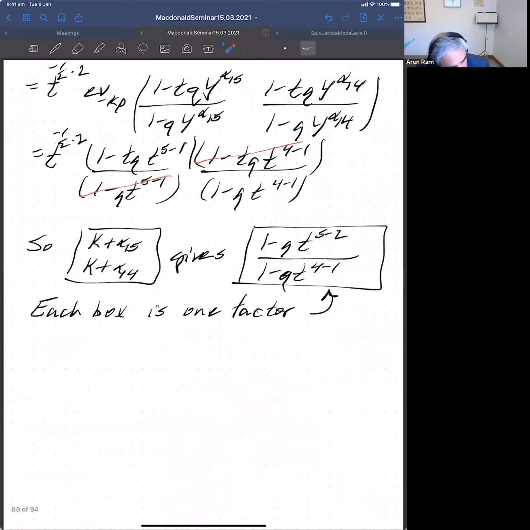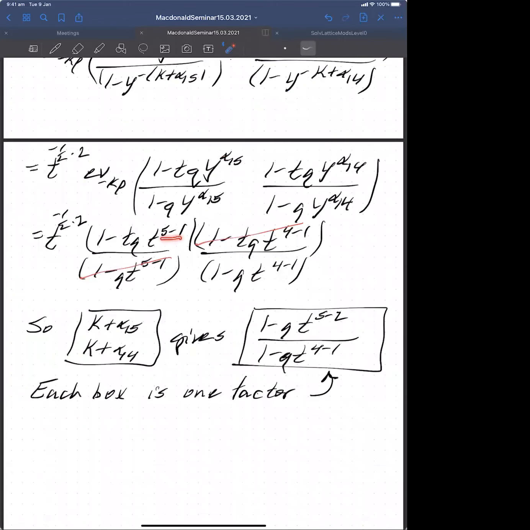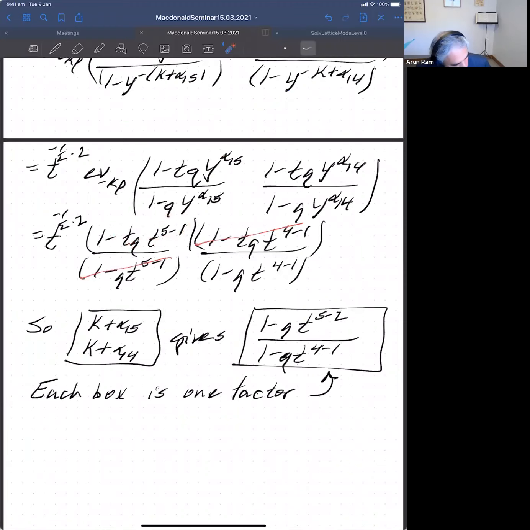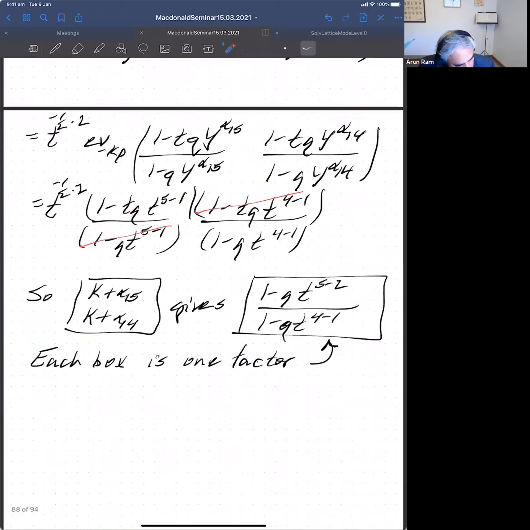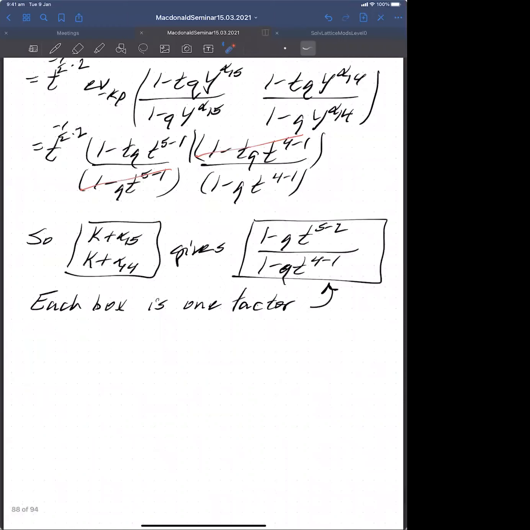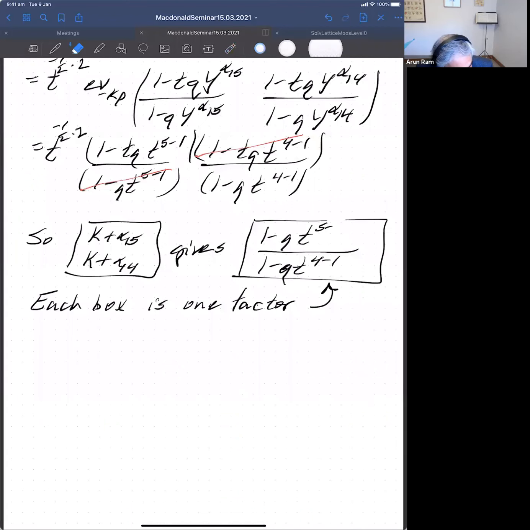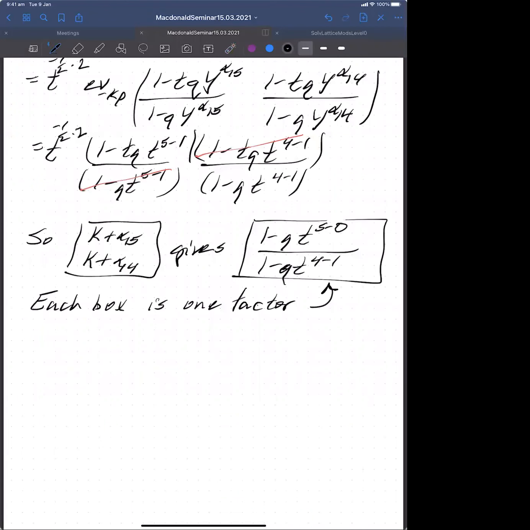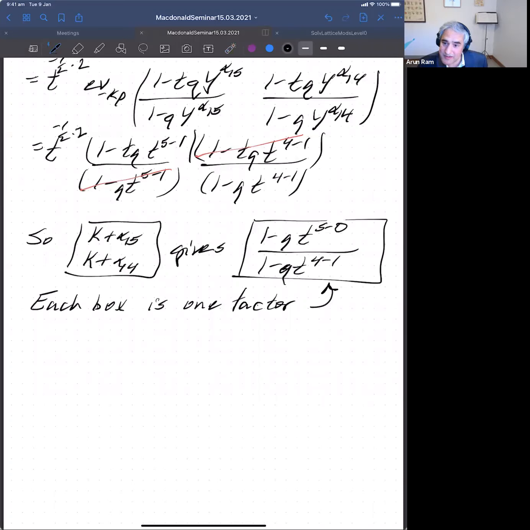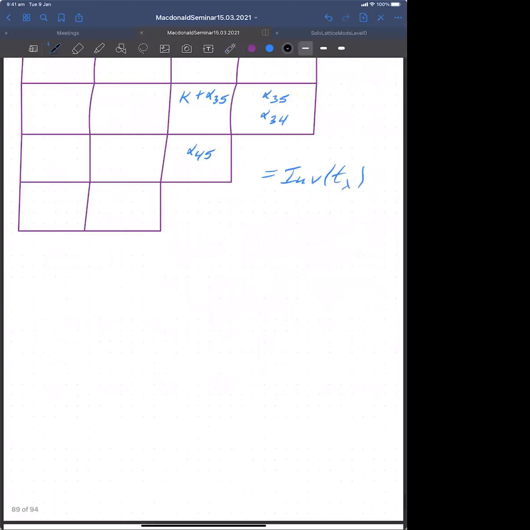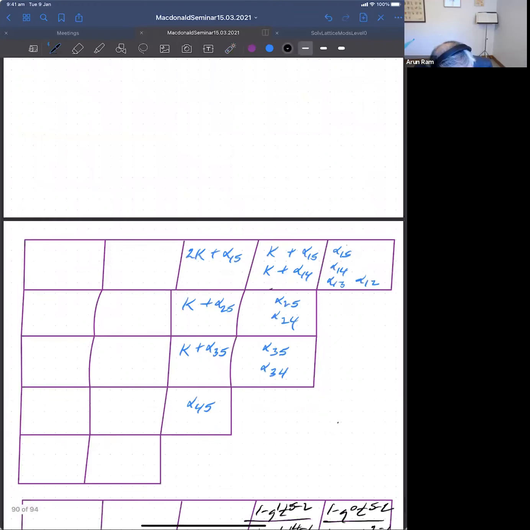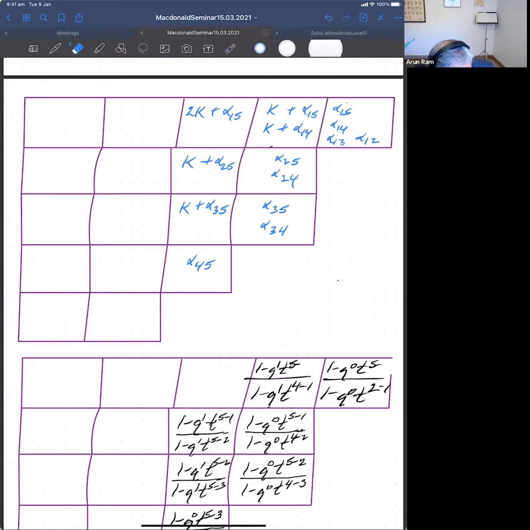I think this is t to the 5 minus 1s. So that's t to the 6 minus 1, not 5 minus 2. Oh, yes, you're right. Otherwise they will cancel out. Thank you. Sometimes they do cancel, but you are right that I made an error. So 5 minus 0, is that right? Yes, that's right. So you are absolutely right. This should be 5 minus 0 in both places.